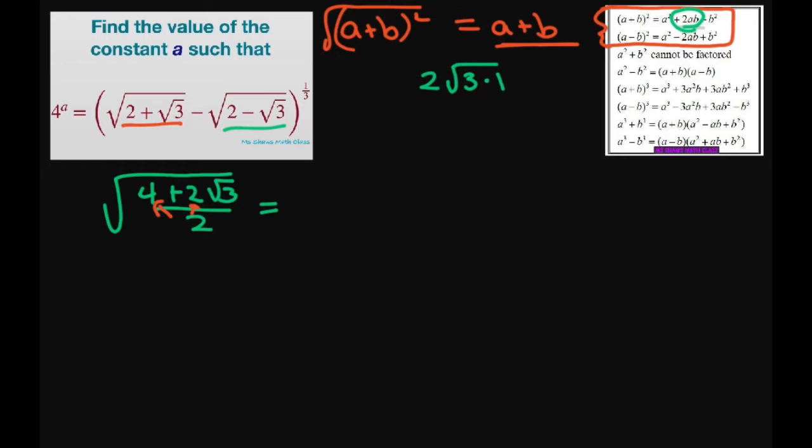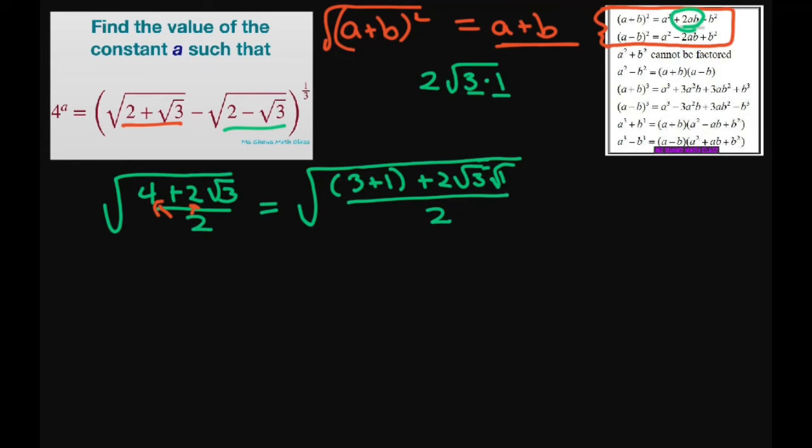Now, to do that, we want a 3 times 1. So we're going to write the 4 as 3 plus 1, because 3 plus 1 is 4. And then we're going to have plus 2 square root of 3 times 1. Let me put that in red like that. All divided by 2.